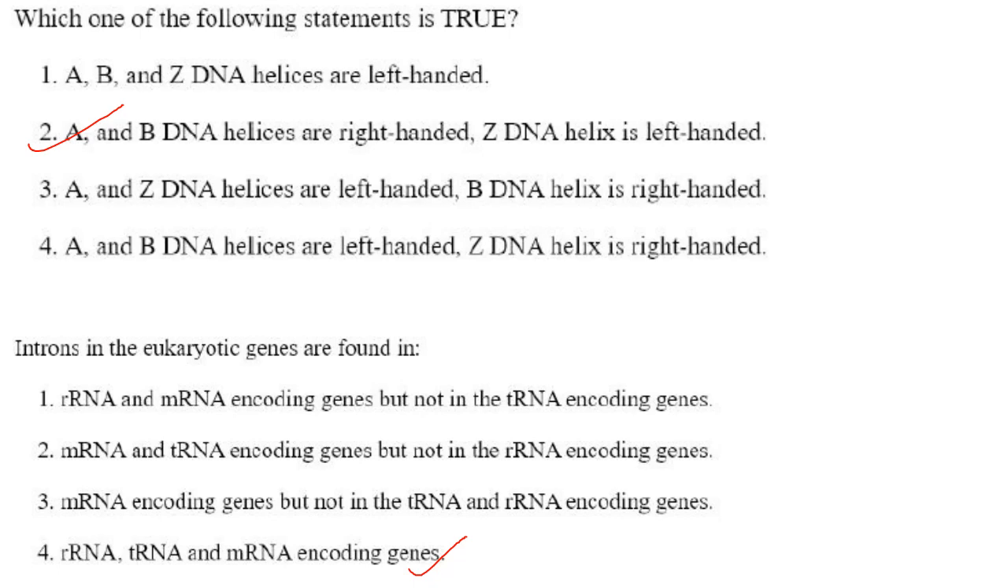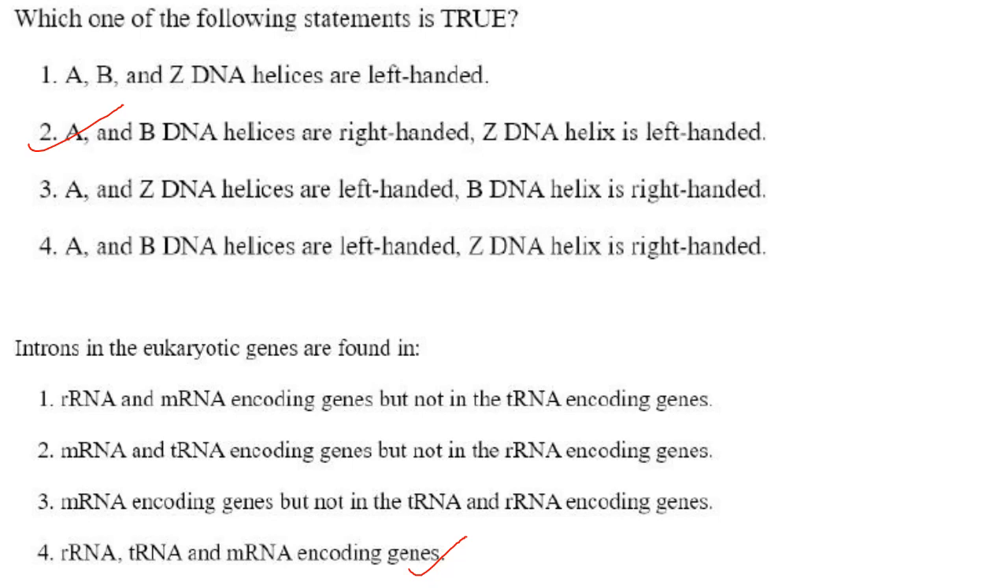Then next one. Which of the following statements is true? A, B and Z DNA are left-handed. No, only Z DNA is left-handed. A and B are right-handed. So A and B DNA helices are right-handed, and Z DNA helix is left-handed. That itself is the correct answer.